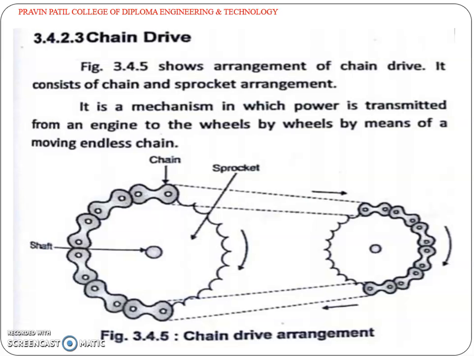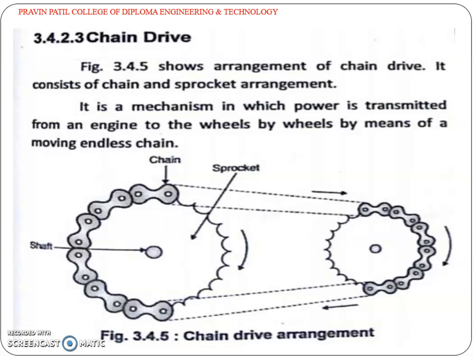This is the chain drive. The arrangement of the chain drive is shown in the figure. It consists of a chain and sprocket arrangement. It is a mechanism in which power is transmitted from an engine to the wheels by means of a moving endless chain. It has no slip and no initial tension is present.